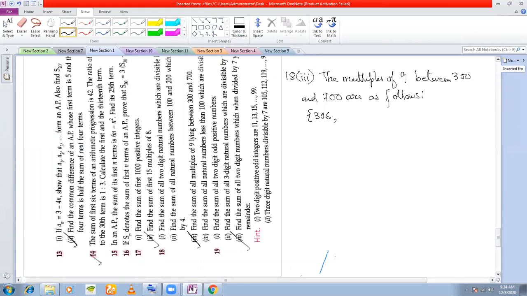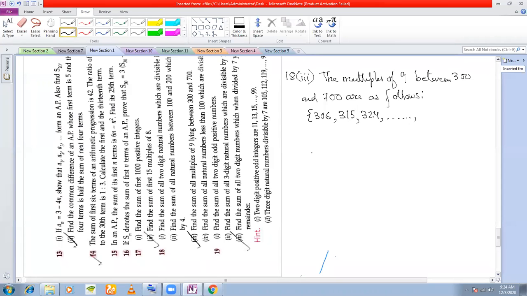Next one is 306 plus 9, which will be 315. The next one will be 324, and so on. And we have to write just the multiple of 9 that is just less than 700. So just less than 700, 699. Is it a multiple of 9? Add up the digits: 18 plus 6, 24. Not a multiple of 9.